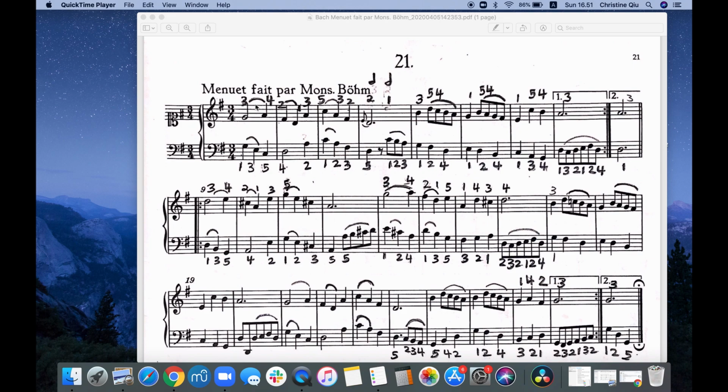Sol, la, fa, re, la, do, la, fa, mi, re. Once you know how to sing that successfully, you can then try singing in one syllable.